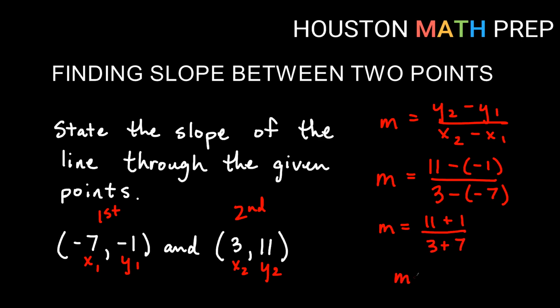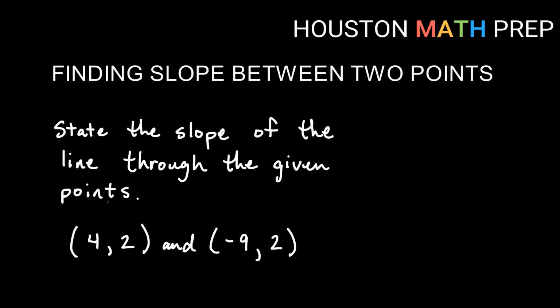So our slope is going to be 12 over 10. And we can reduce that, so we're going to write it in lowest terms, divide both by 2. We're going to say our slope is 6 over 5. So a slope of positive 6/5 on that one.